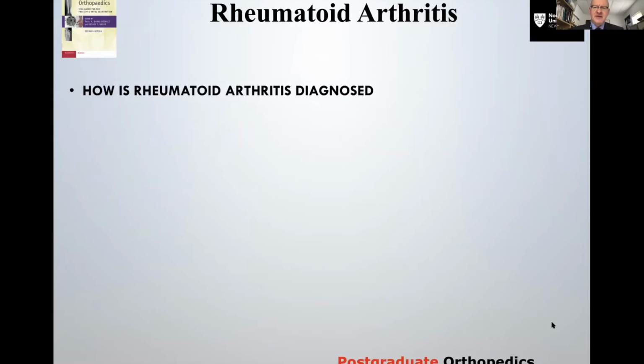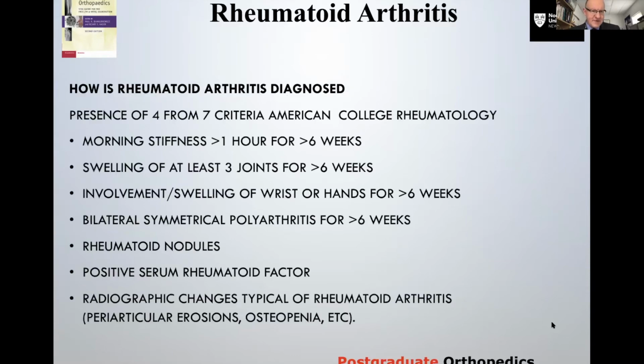How is rheumatoid arthritis diagnosed? Rheumatoid arthritis is diagnosed by the presence of 4 out of 7 diagnostic criteria that have been established by the American College of Rheumatology. More specifically: morning stiffness greater than 1 hour for greater than 6 weeks, swelling of at least 3 joints for greater than 6 weeks, involvement or swelling of the wrist or hands for greater than 6 weeks, bilateral symmetrical polyarthritis for longer than 6 weeks duration, the presence of rheumatoid nodules, positive serum rheumatoid factor, and radiographic changes that are typical of rheumatoid arthritis.